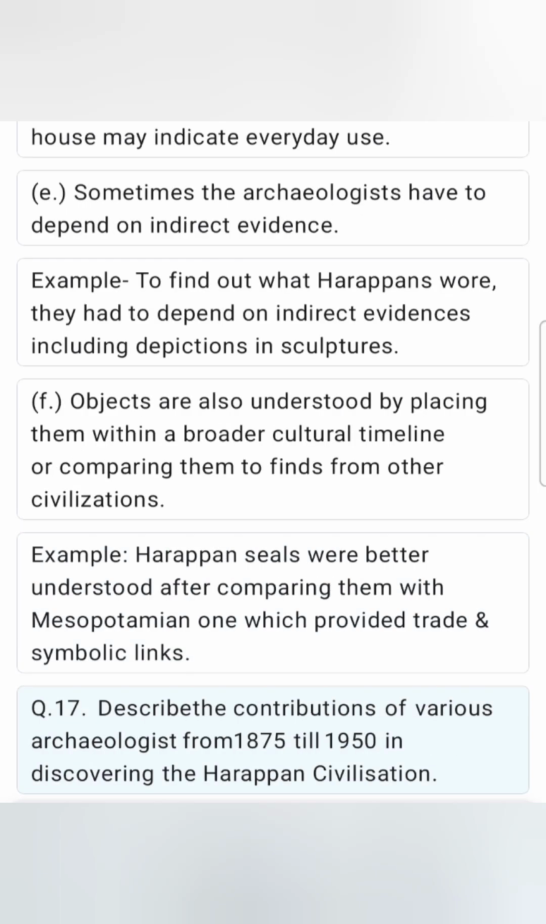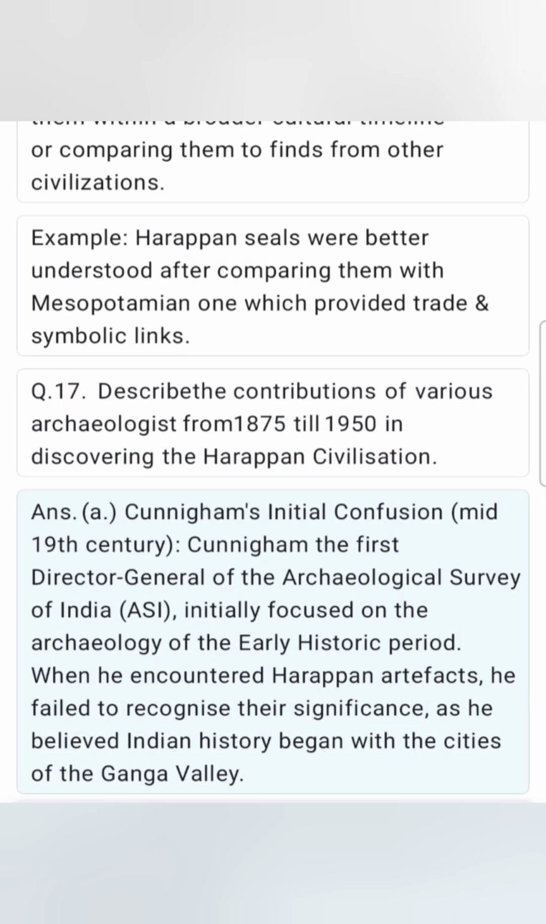Q. 17. Describe the contributions of various archaeologists from 1875 till 1950 in discovering the Harappan civilization. Ans. A. Cunningham's initial confusion, mid-19th century. Cunningham, the first Director General of the Archaeological Survey of India, ASI, initially focused on the archaeology of the early historic period. When he encountered Harappan artifacts, he failed to recognize their significance, as he believed Indian history began with the cities of the Ganga Valley.